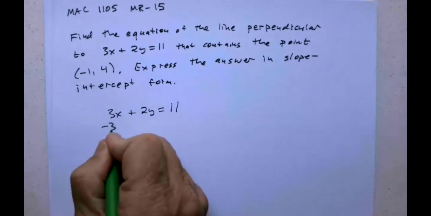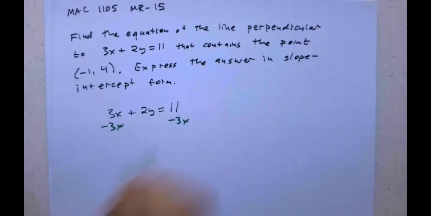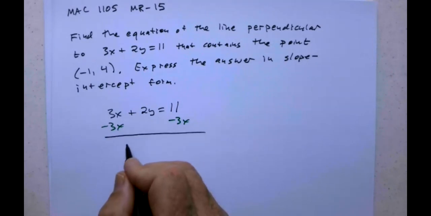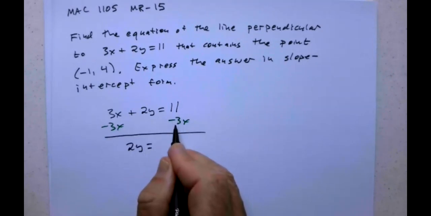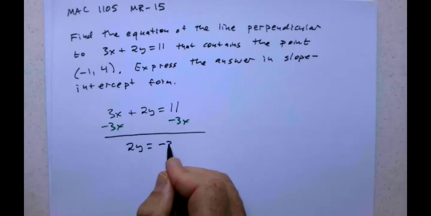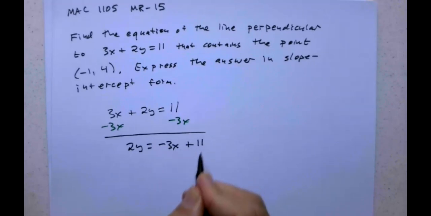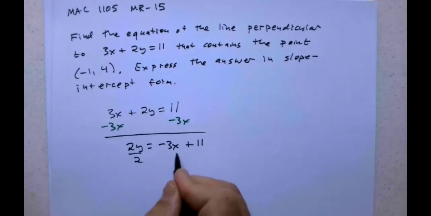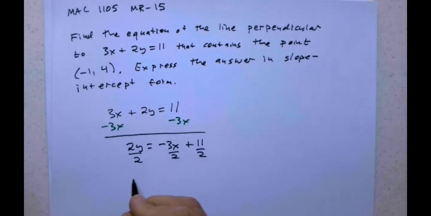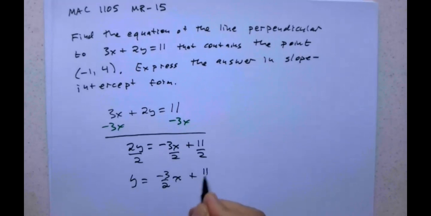Let's subtract 3x from both sides. So we get 2y is 11 minus 3x, or better, -3x plus 11. Then we divide by 2, and we get y is -3/2 x plus 11/2.